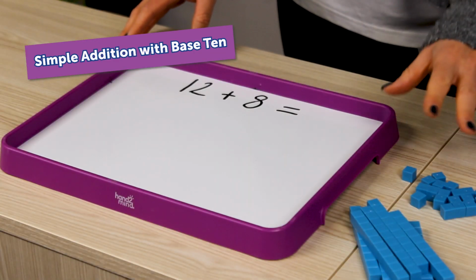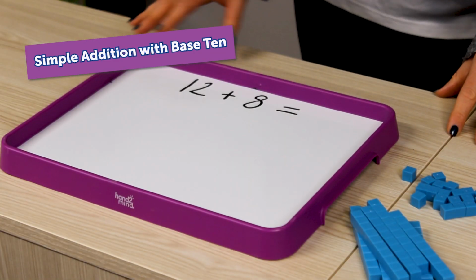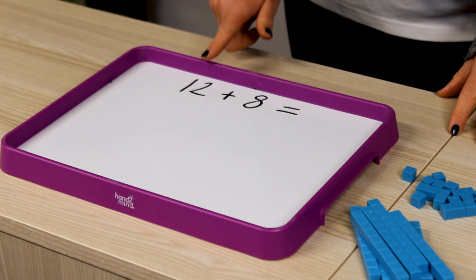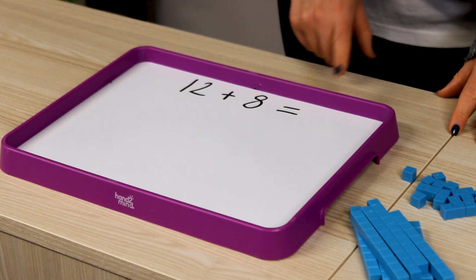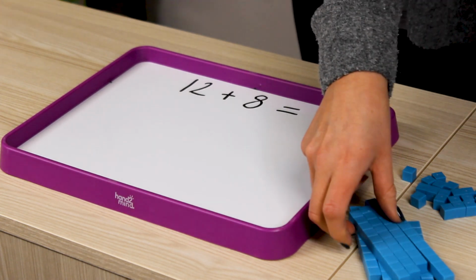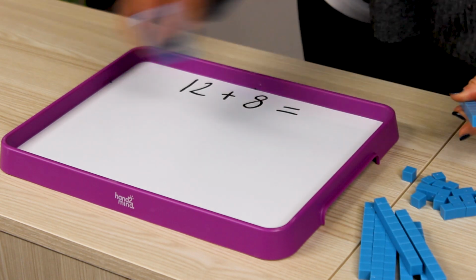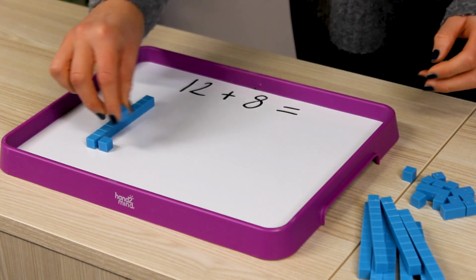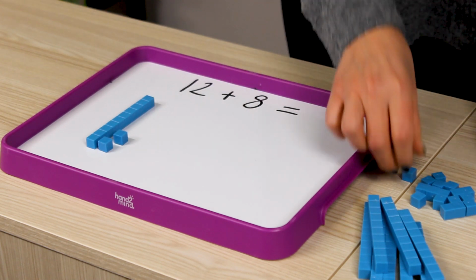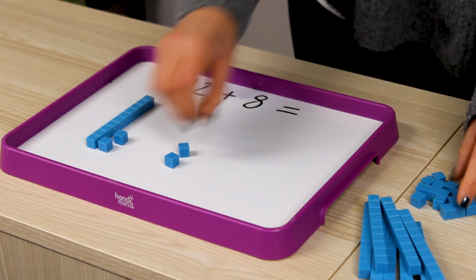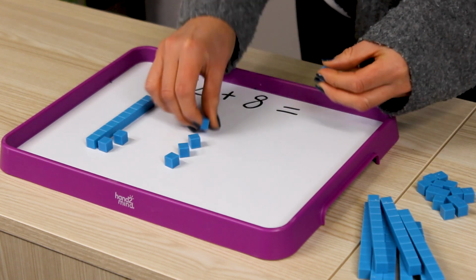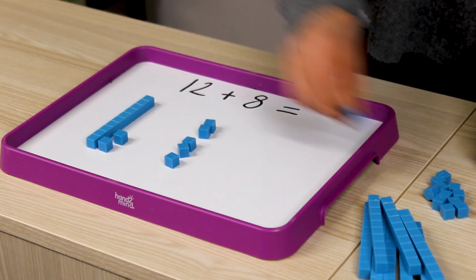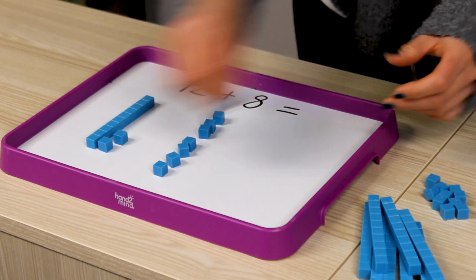Next, use the blocks to explore a simple addition in year 1. So here we've got 12 plus 8 equals. First, they need to build their 12. So they need their 1 ten and their 2 ones. And then we need our 8. 1, 2, 3, 4, 5, 6, 7, 8.